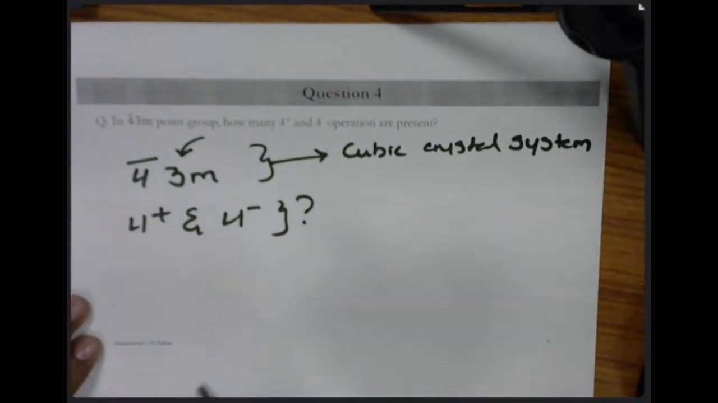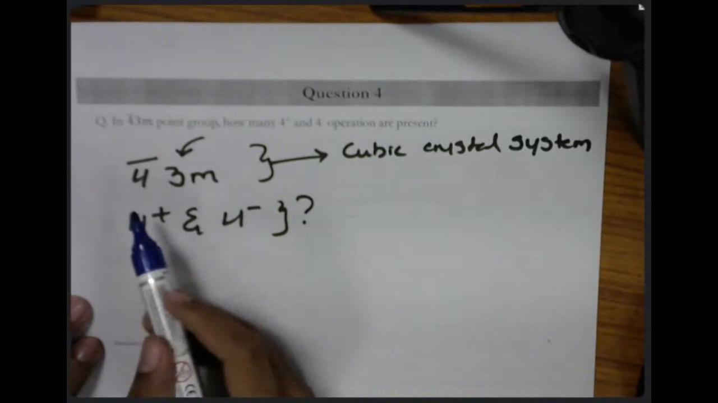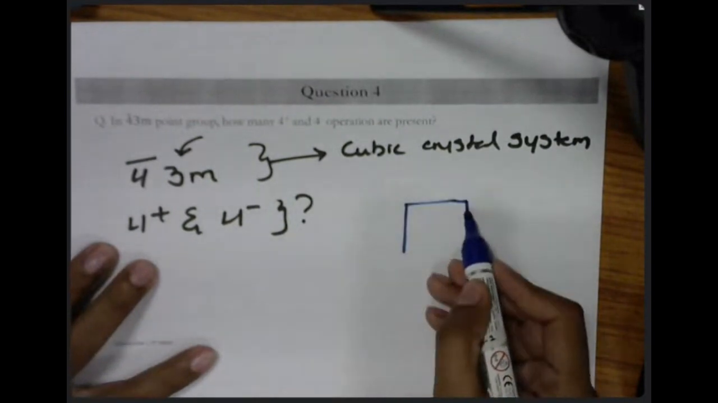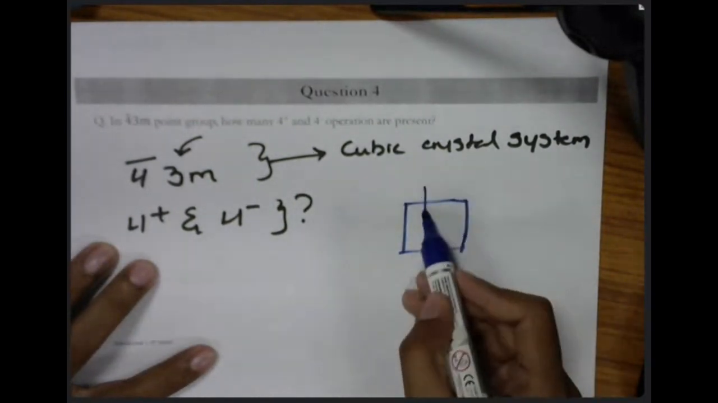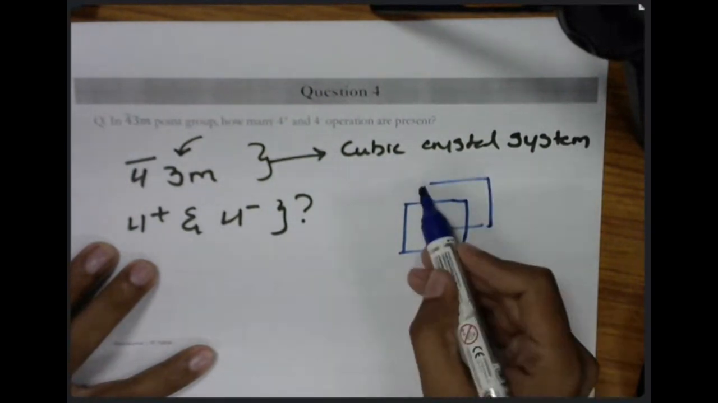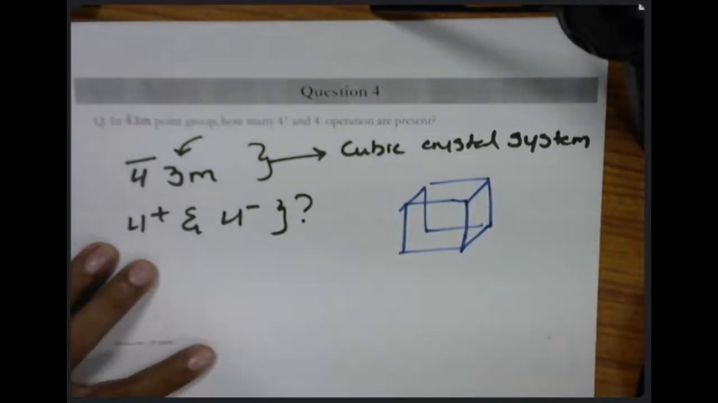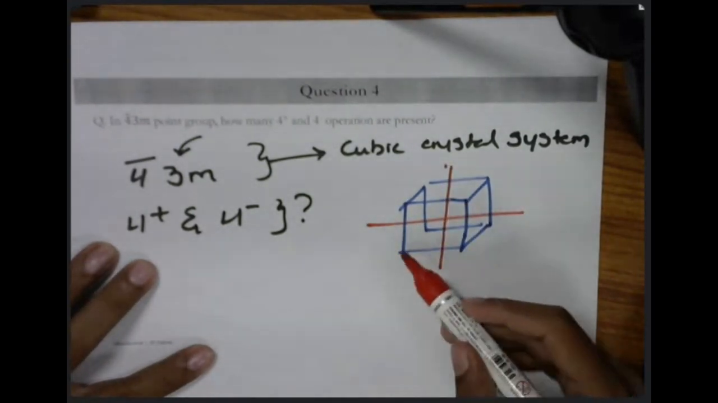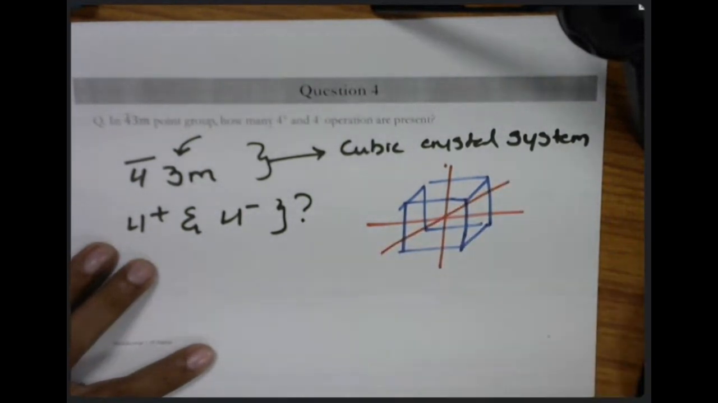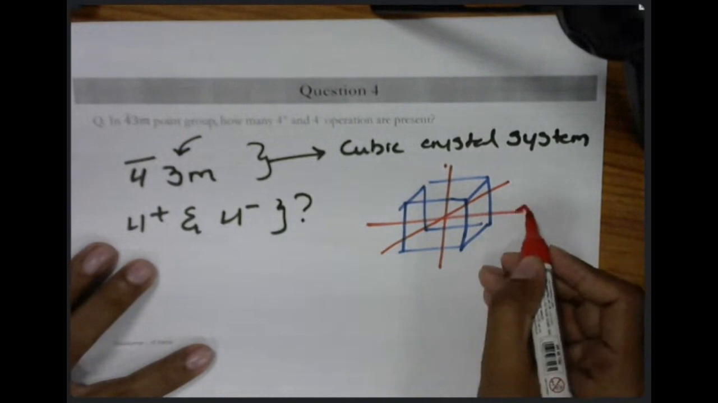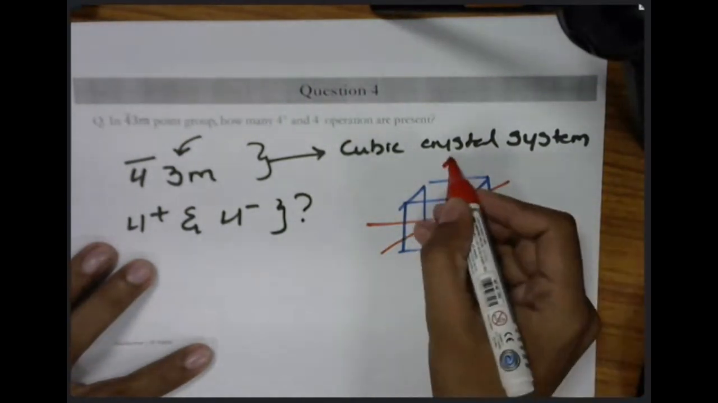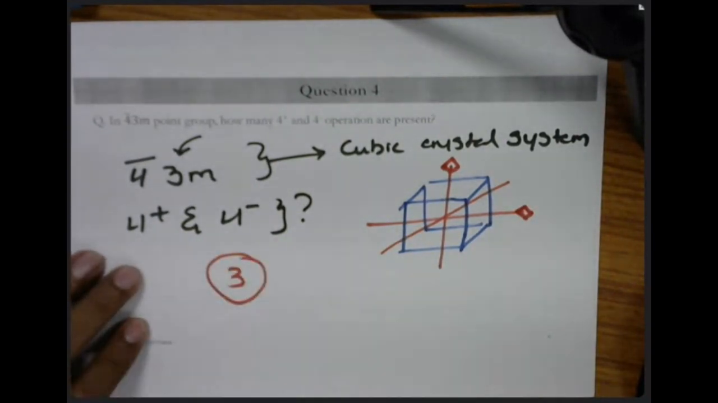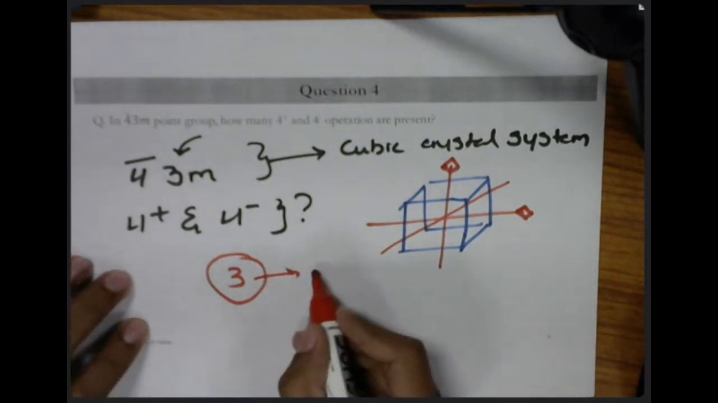And in the cubic crystal system, what we know, how many fourfold, 4 bar, it will be along, let's draw it. It will be along this axis, along this axis, and also along this particular axis. So fourfold will be along this, 4 bar will be along this. So a total of 3 such axes are there, 3 axes of 4 bar.